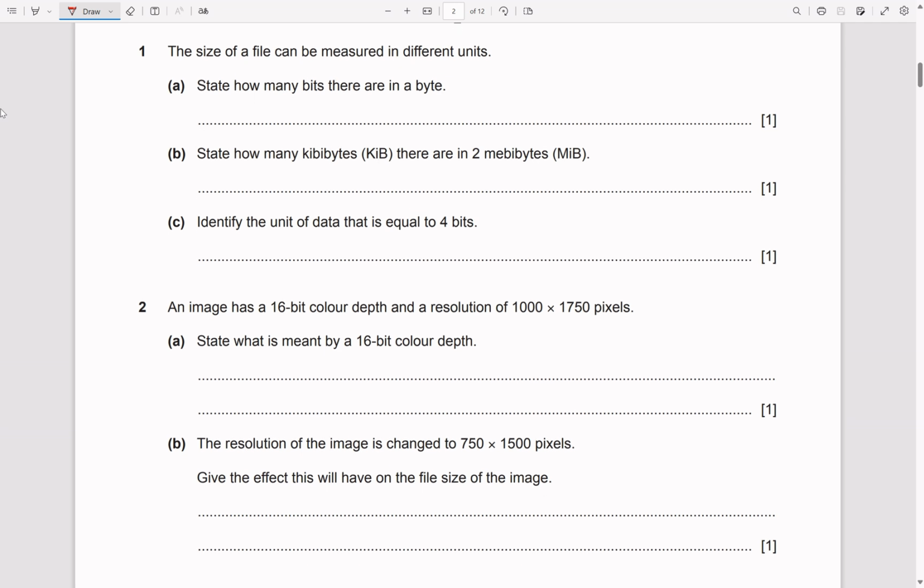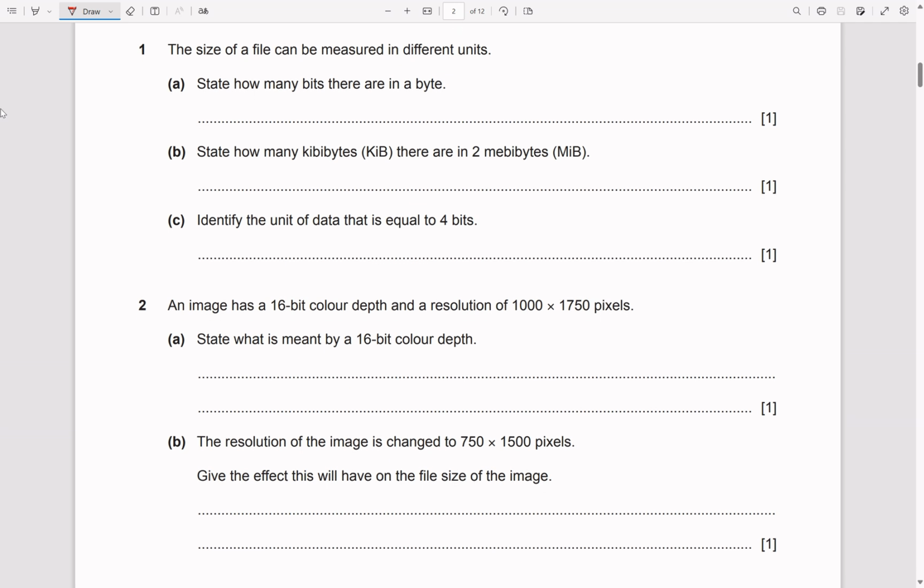Right, question 1 says the size of a file can be measured in different units. State how many bits there are in a byte. Okay, so this one's hopefully not too difficult, right? Just 8 bits in a byte.